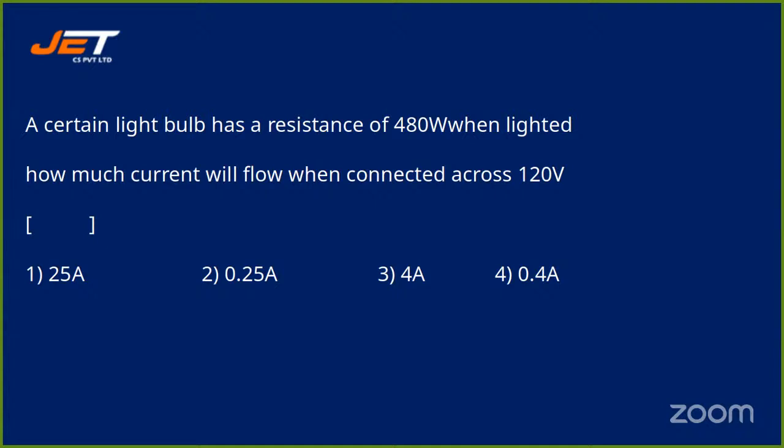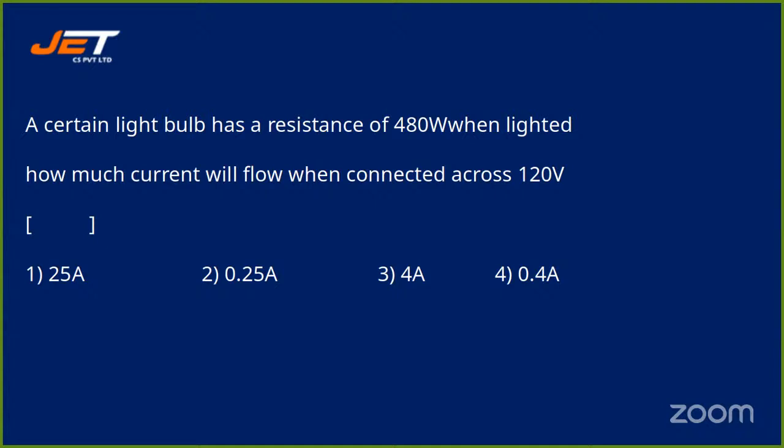All right, we'll move on with some basic numericals in the beginning. So the question is, a certain light bulb has a resistance of 480 ohms when lighted. How much current will flow when connected across 120 volts? That is the question. You have seen here the resistance is given in terms of W. W is watts. So that is the unit of resistance.